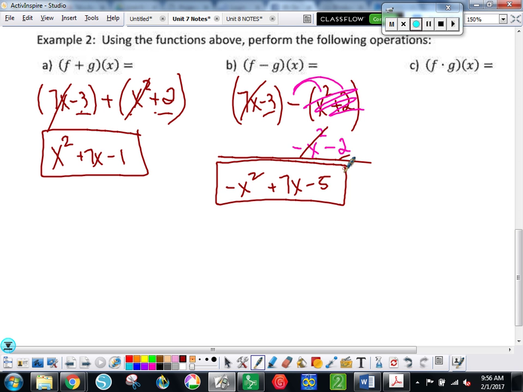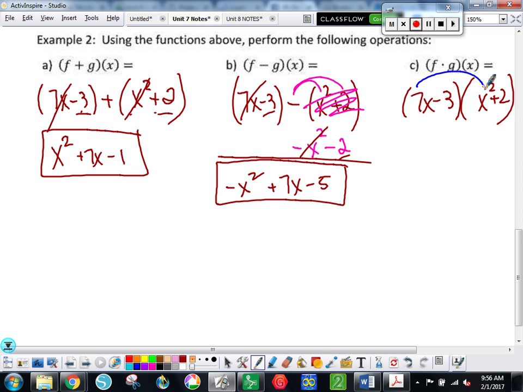What about part C? Now we're multiplying, right? So I take the f function, I take the g function, and I multiply them together. So how do I simplify this? Yeah. I would do 7x to everything, and you would do 3 to everything.